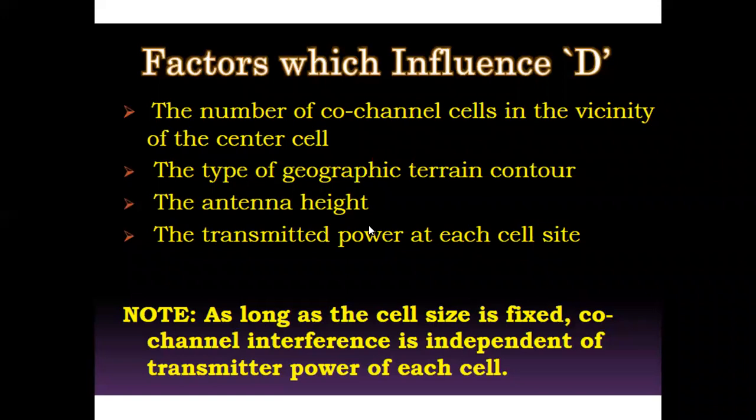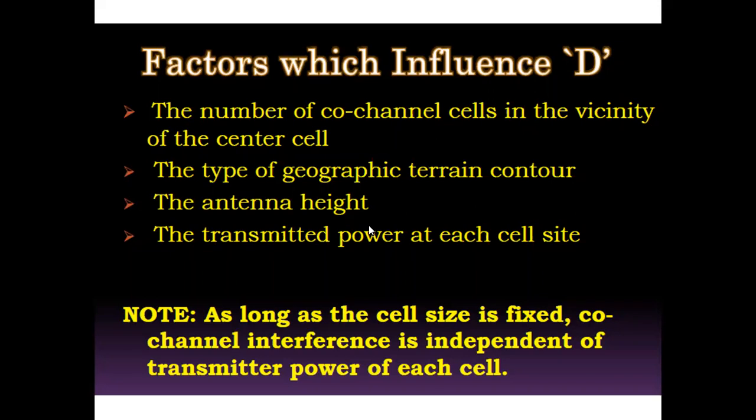As long as our cell size is fixed, meaning the radius of the cell is fixed, co-channel interference is actually independent of the fourth parameter, that is your transmitted power. Means your co-channel interference is not dependent upon the transmitted power which is used at each cell, that is P0. So these were some of the factors which influence our D.